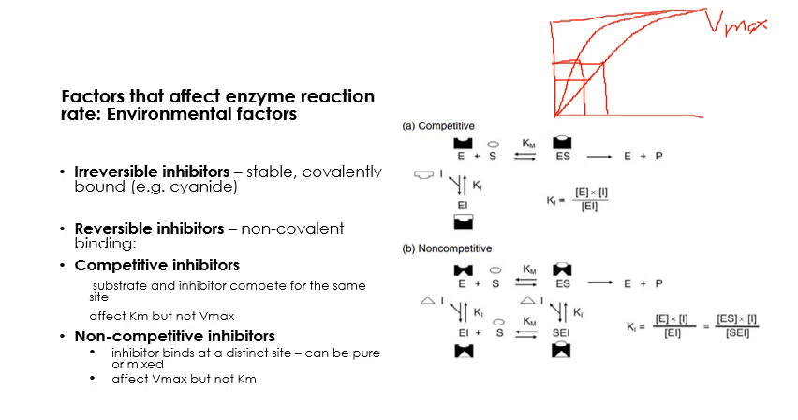It will increase the Michaelis constant. For the non-competitive inhibitors, the inhibitor is not going to compete with the substrate for the same active site, but it will bind to a distinct site. Once it binds, it will cause the enzyme not to be active. This can either be pure or mixed. For non-competitive inhibitors, it will be slightly different because it will not change the Michaelis constant, but it will reduce the maximum velocity of the enzyme.